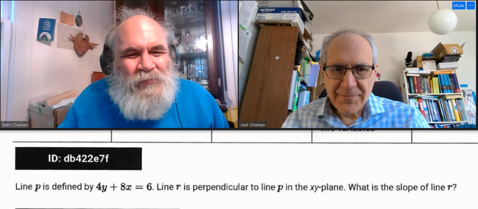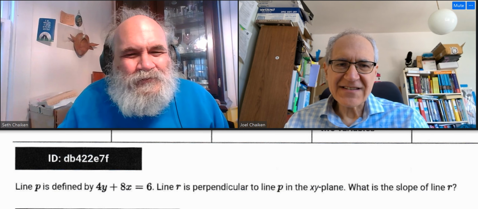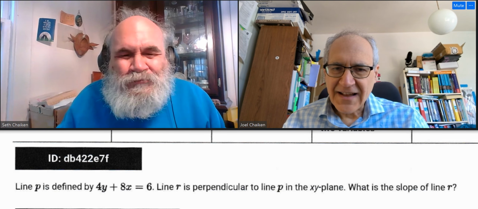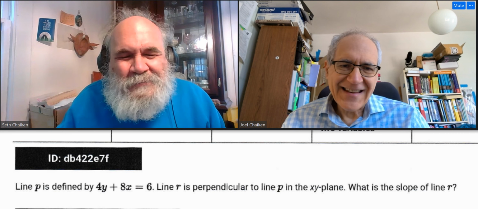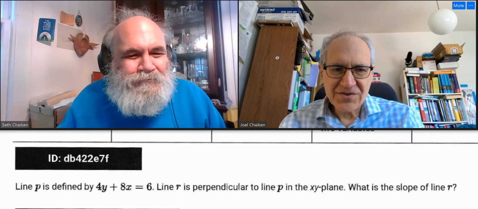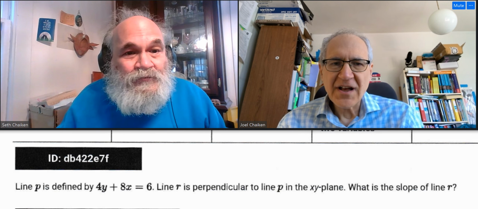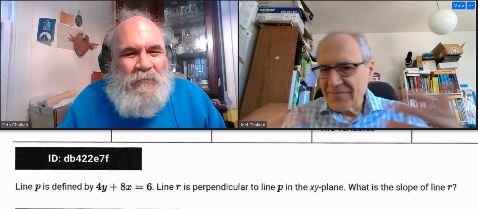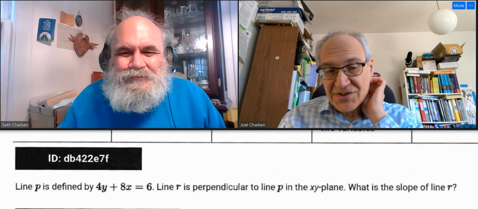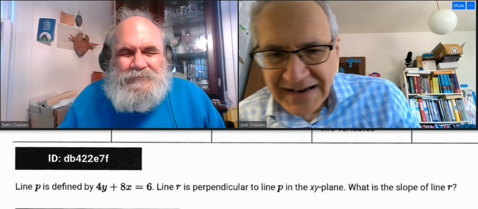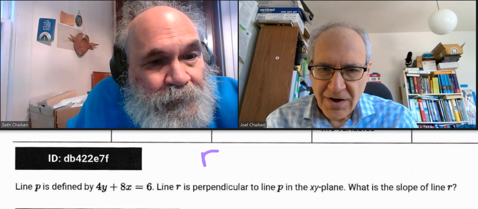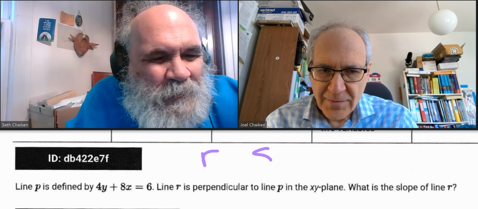This question, according to the College Board, is marked as a difficult question. But I would argue with that, in that it's very straightforward what you need to do. You have to get the slope of a line perpendicular to another line. That's it. There's nothing more to it. Conceptually it's just one step. Just get the slope.